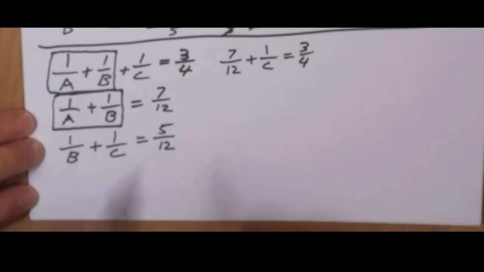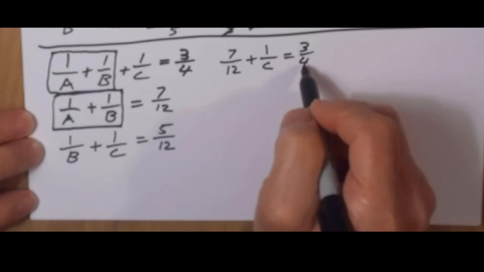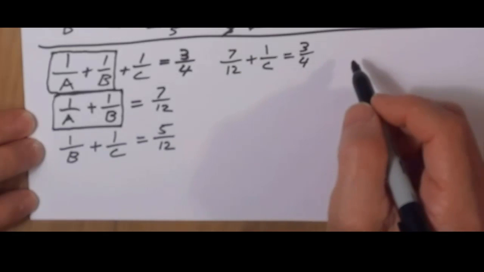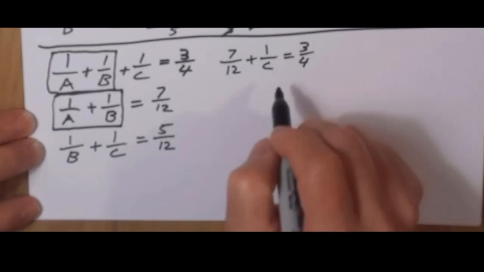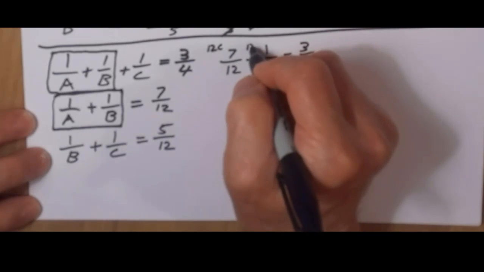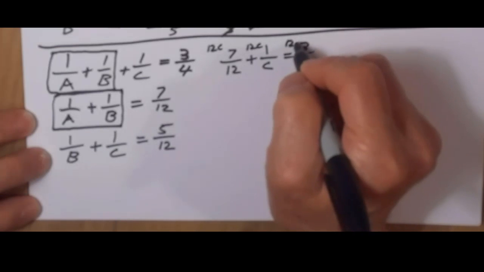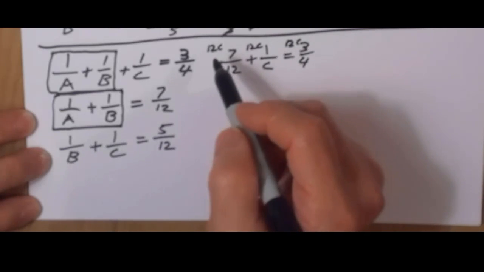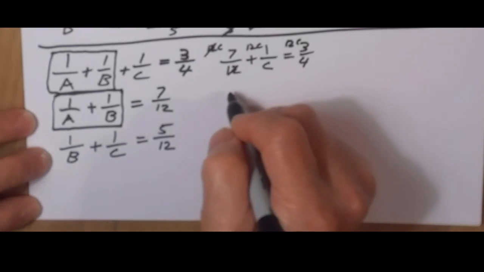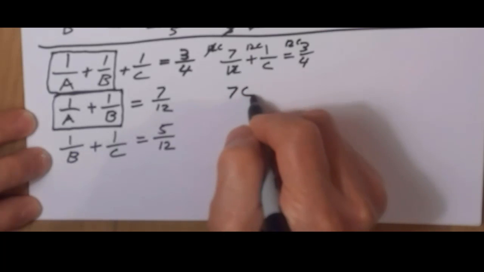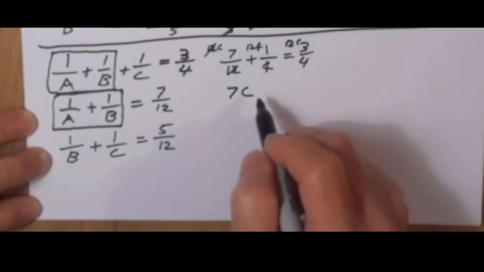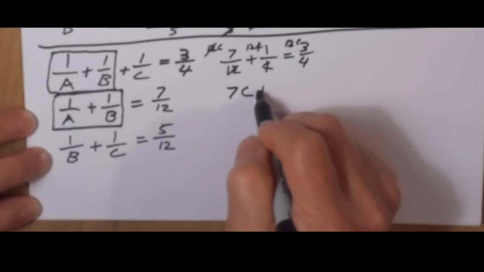Now what we're going to do is find the lowest common denominator, which is 12c, and we're going to multiply both sides of the equation by 12c. So we multiply 12c here, 12c here, 12c here. Now right away we can see that this cancels out. We're left with 7c. Then over here the c's cancel out. We're looking at 12 then, plus 12.